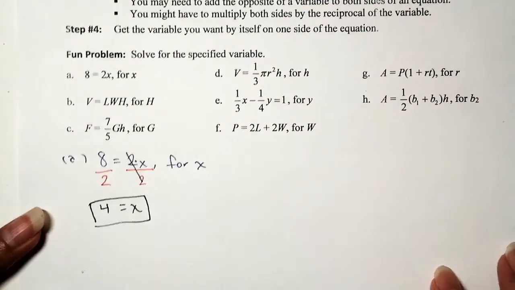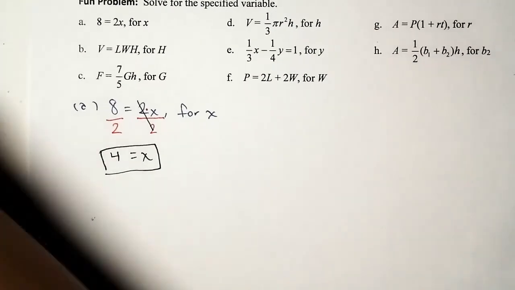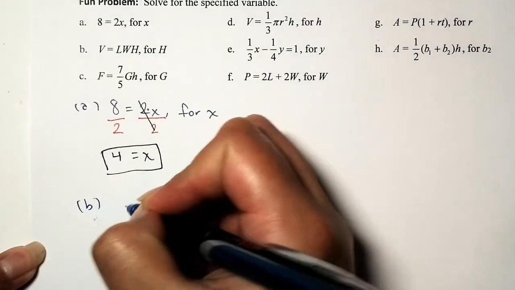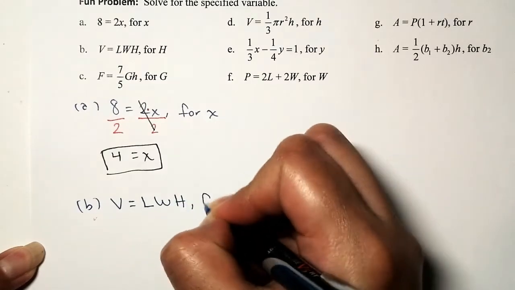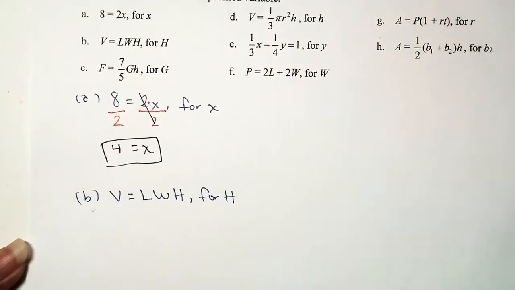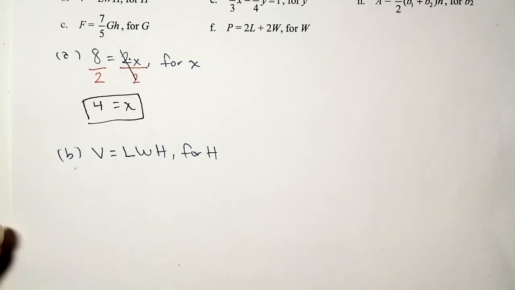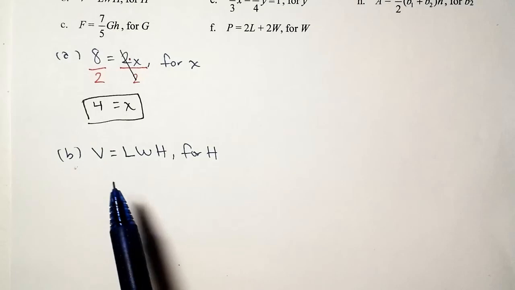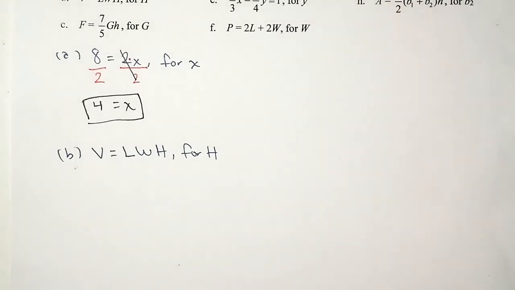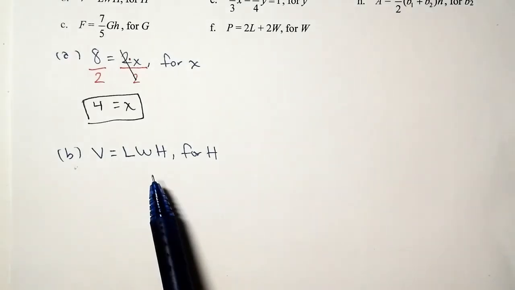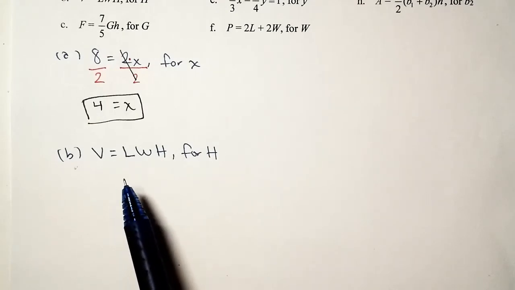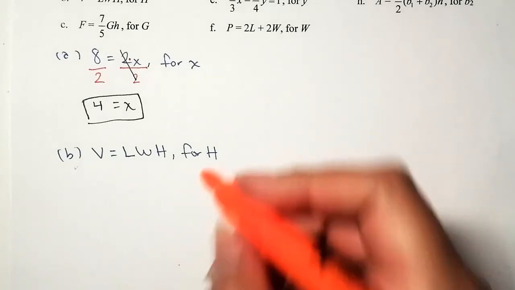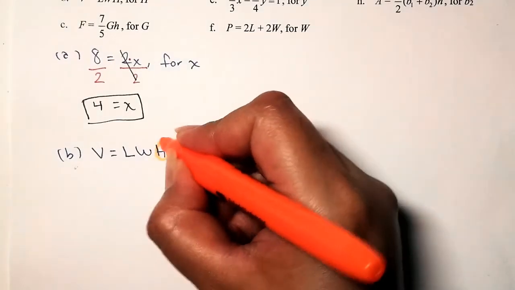Let's look at another, spicier problem. Problem B. We have V equals L times W times H, and we're asked to solve for H. If my memory serves me correctly, this is the formula used to find the volume of a box, but it's not vital for us to know that to solve it. This equation has more than one variable, so it is vital for us to be told which variable to solve for, and in this case we are asked to solve for H. If you're not with the H, you gotta go.